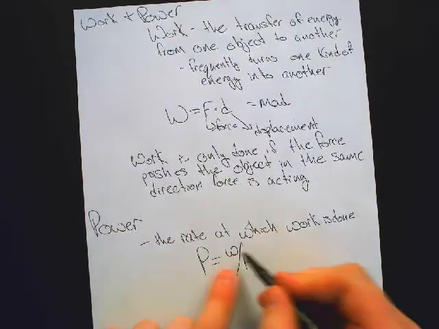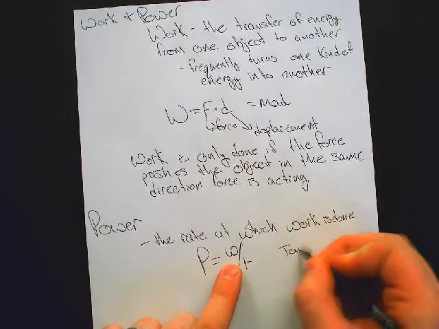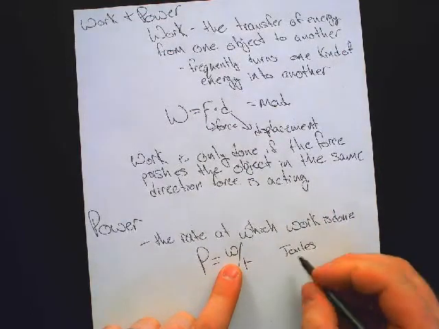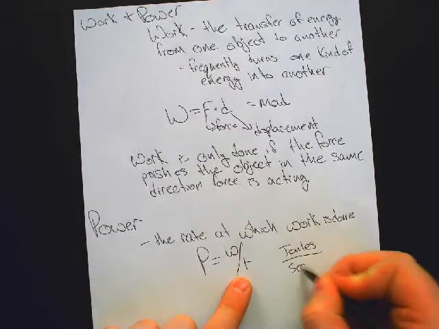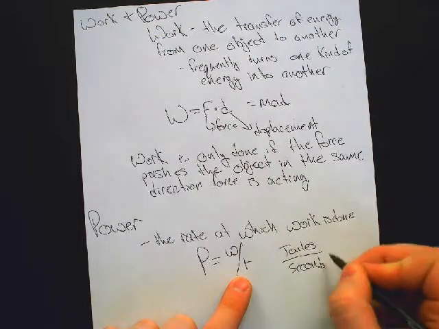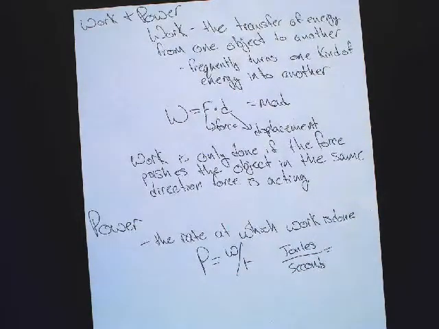Okay? Where work is measured in joules, because it is moving energy around, and time is measured in seconds, we could label power as joules per second. However, we don't. We have a special unit. What's the special unit? Watts.